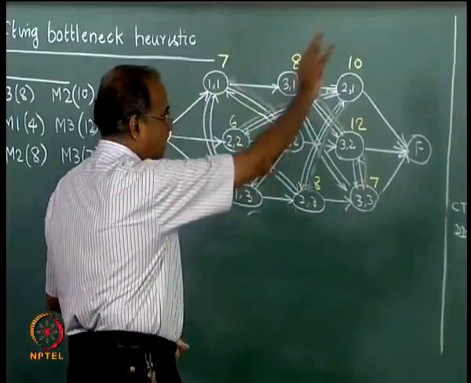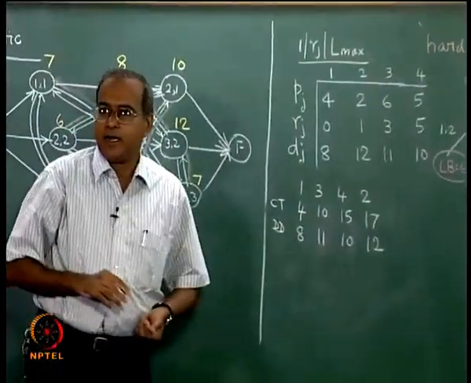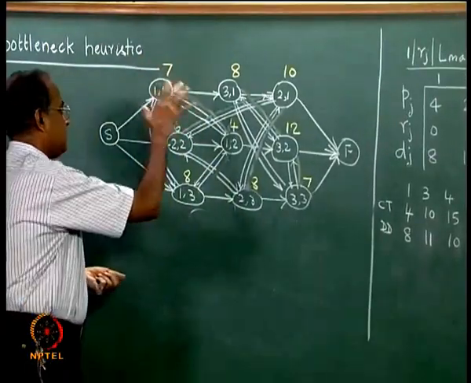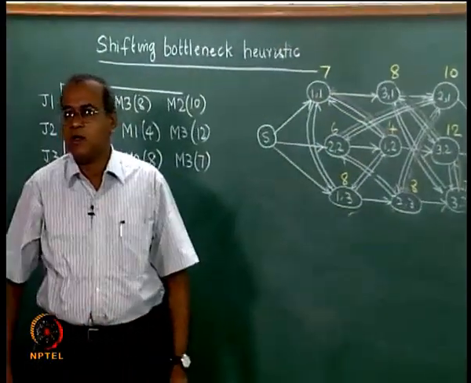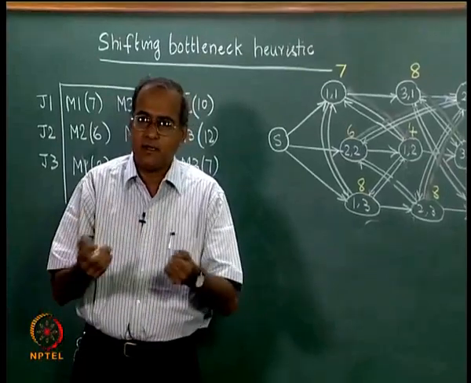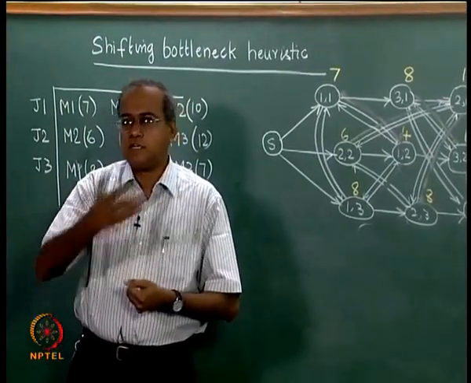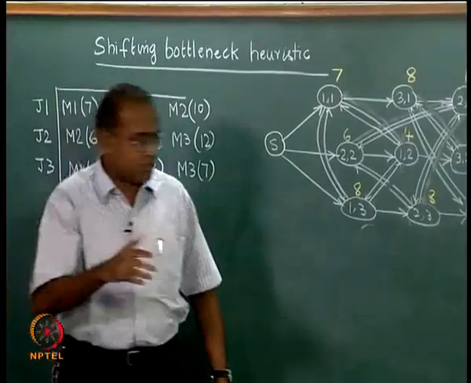Now, we have seen the 1 R_j L max problem, and now we have to go back and use this 1 R_j L max on the job shop scheduling problem, so that we try and get a good schedule at the end of the application of the shifting bottleneck heuristic. We will do that right now.